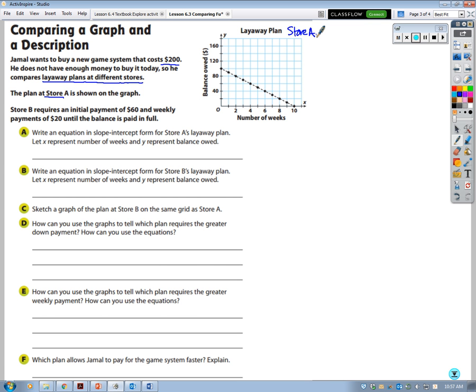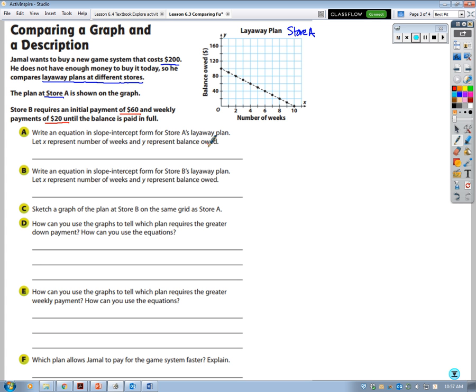But store B requires an initial payment of $60 and weekly payments of $20 until the balance is paid in full. So what we need to do is write an equation in slope-intercept form for store A's layaway plan and let X represent the number of weeks and Y represent the balance owed. So X is our input, the number of weeks, Y is our output, and that is the balance owed.